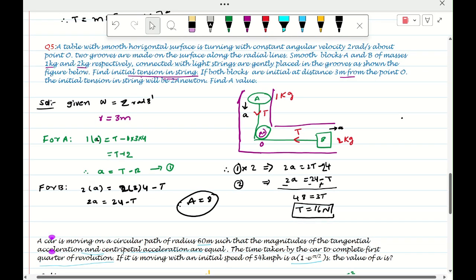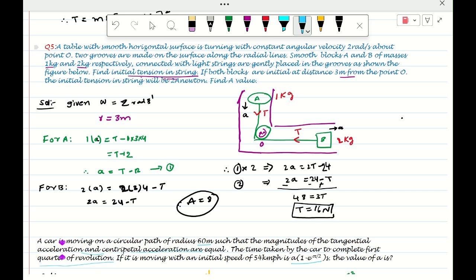You can see here, on the table two grooves are there. Along the grooves, two balls, A ball and B ball, are connected with the point O. The table is rotating about point O, and 1 kg and 2 kg are given. Then it asks to find the initial tension in the string. Both blocks are initially at a distance of 3 meters from O, to A and to B. That means the radius is indirectly given; distance 3 meters from the point O means the radius is given.